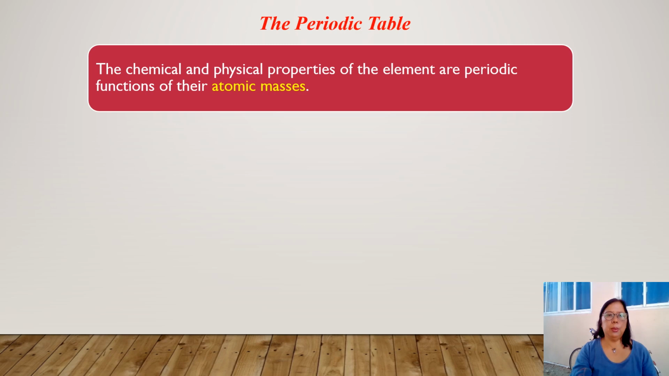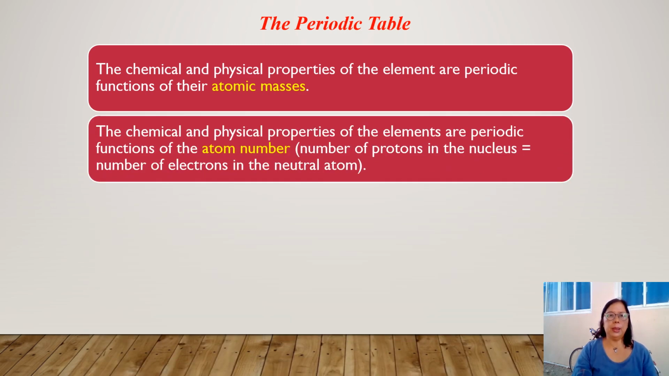So the periodic table presents you the chemical and physical properties of elements, and these are based also on periodic activities or functions, and one of them is according to their atomic masses. The chemical properties and physical properties of elements can also be classified according to the atomic number. So the atomic number increases from 1 up to the last. This is the same with the atomic mass. It starts with the very light mass of hydrogen then going up.